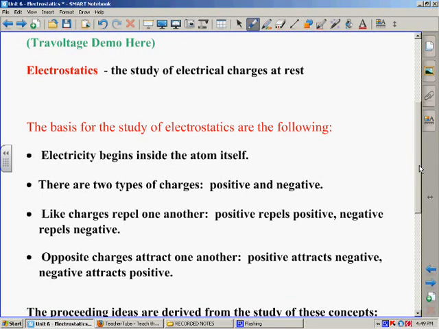It's the study of electrical charges at rest. This is a little bit of a misnomer because there is no such thing as a charge at rest, because electrostatics, the basis of it is in the atom, and it's the electrons moving around the nucleus, and those electrons are never at rest. They're always moving.